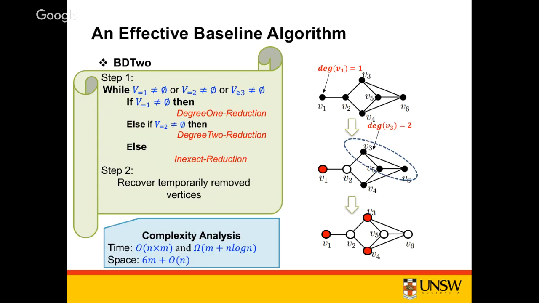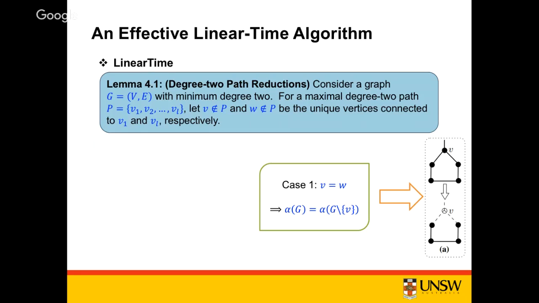Another drawback of this approach is the space. Because we need a contraction operation, we need to contract several vertices into a single supervertex. In this way, we need to modify the graph structure, which means that we need another graph representation. This takes larger space, which is 6 times m plus O(n). So the degree 2 reduction is very effective, but it is not efficient.